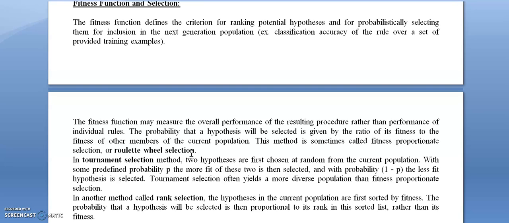Then we have the third type of method, the rank selection method. In rank selection, the hypotheses in the current population are first sorted by fitness value, and the probability that a hypothesis will be selected is proportional to its rank in this sorted list. So we assign a rank, and then the probability that a hypothesis will be selected in the next generation will be proportional to its rank.